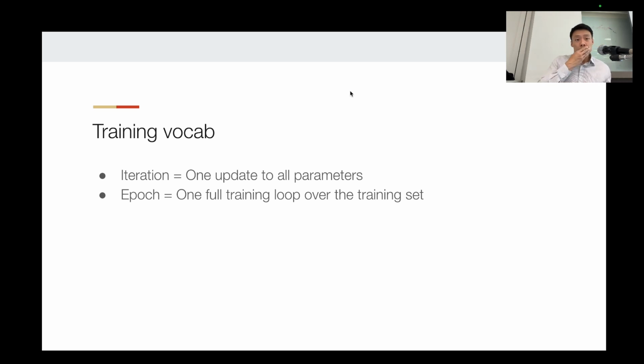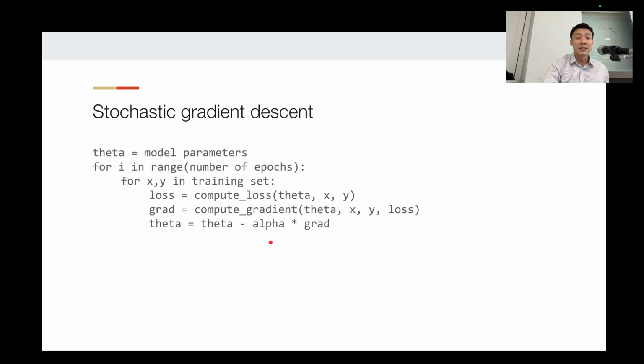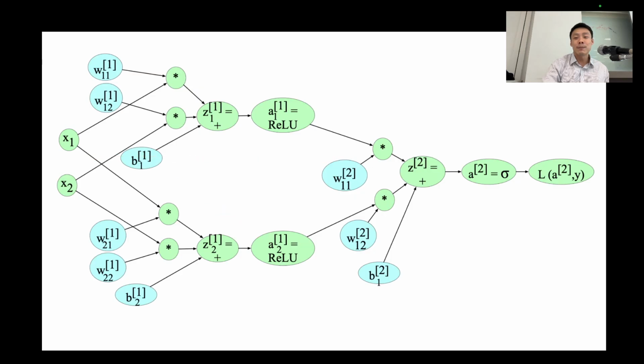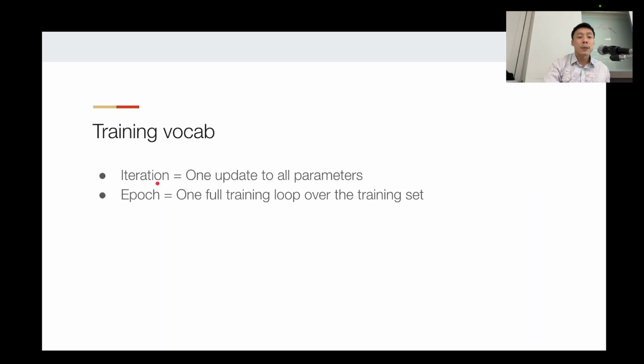When we talk about one iteration, it means one update to all parameters. That means one iteration means forward and then backward. That's one iteration. It doesn't mean iterate over all these. It means this thing. So one iteration, you might compute the gradient over many rows, not just one row. Iteration means one parameter update.